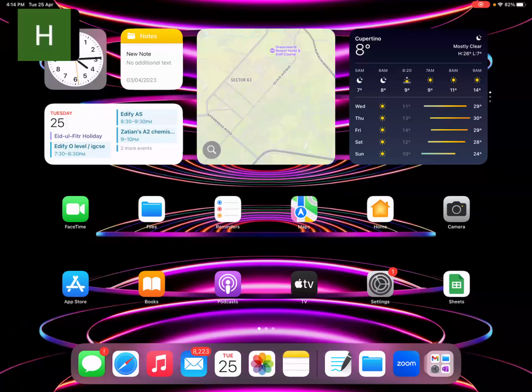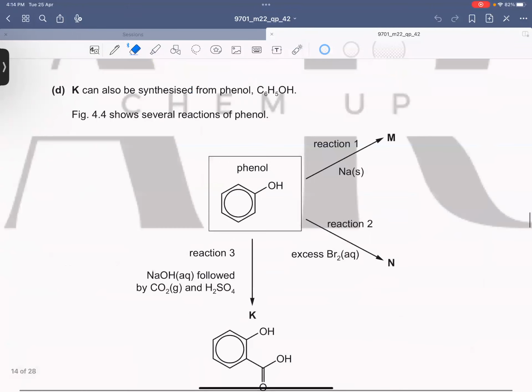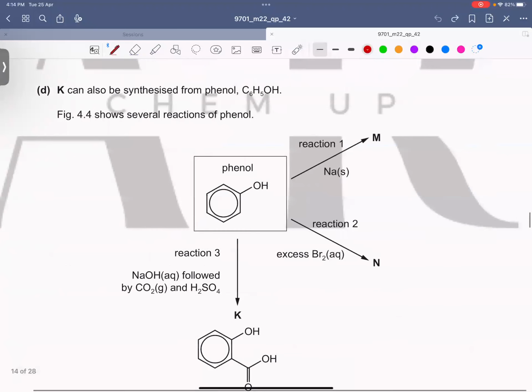Okay, so we have ended over here. Now we have to start part B. K can also be synthesized from phenol. Figure 4.4 shows several reactions of phenol.